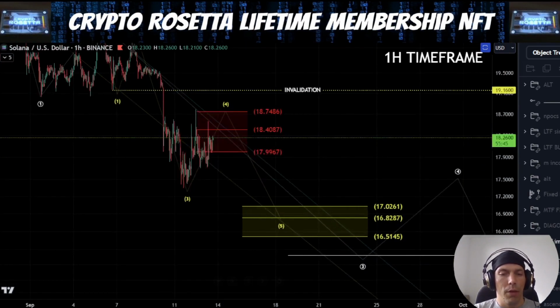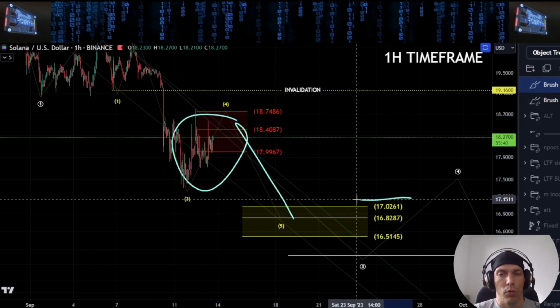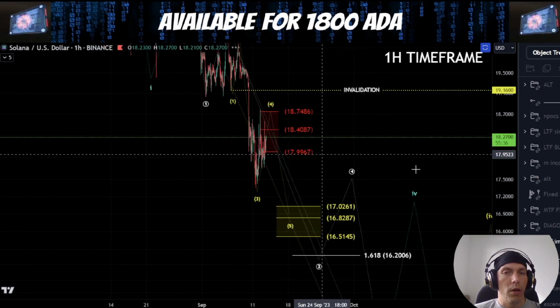Until we do, we need to be careful that this could just be fourth, and then we get this fifth wave down towards a 1702 to the 1651 zone. So this is what I'm looking out for more locally.